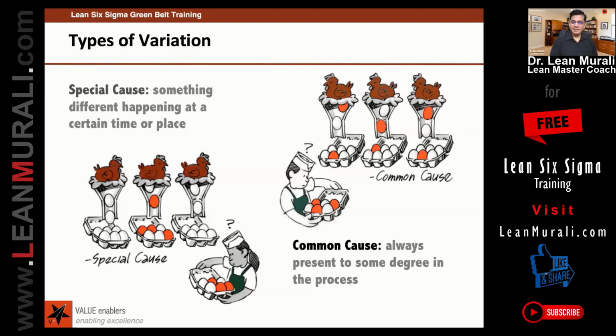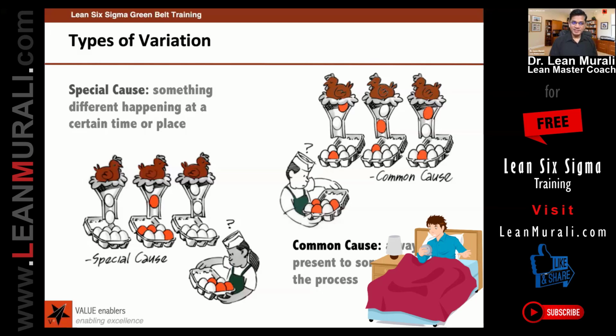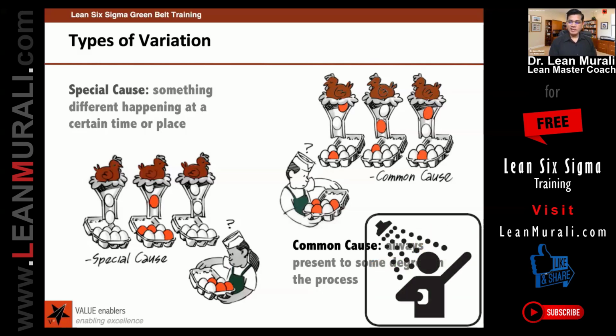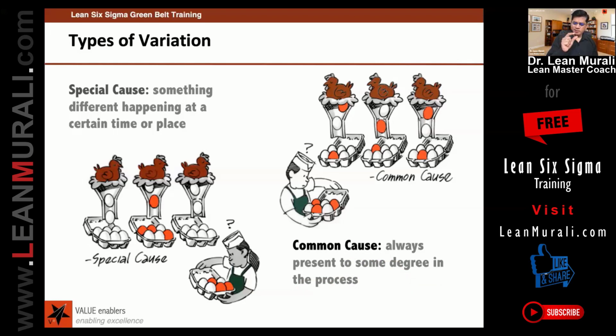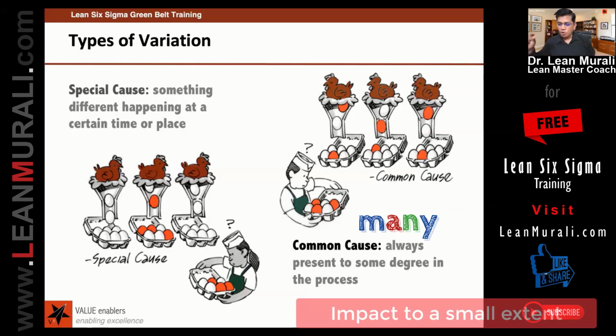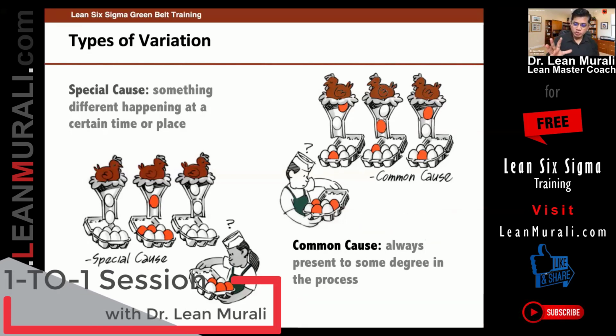Common causes: you wake up late, 5 minutes, 10 minutes. You take a bath, sometimes 10 minutes, sometimes 15 minutes. Okay. Traffic jam. Sometimes there is a traffic jam. Because of the traffic jam, 5 minutes extra, maybe 10 minutes extra. So if you find here, waking up late, 5 to 10 minutes. Taking a bath, 5 to 10 minutes extra. Traffic jam, maybe 5 to 10 minutes extra. And so on and so forth. Common causes can be many, and each of them will impact to a small extent. Not one thing will impact. If one thing is impacted to a huge extent, it's a special cause.